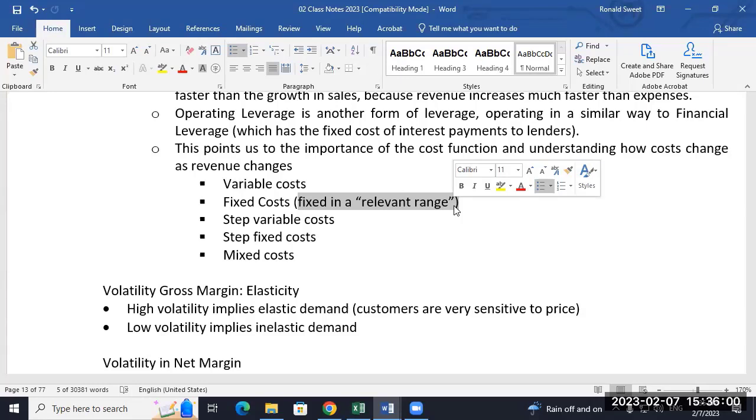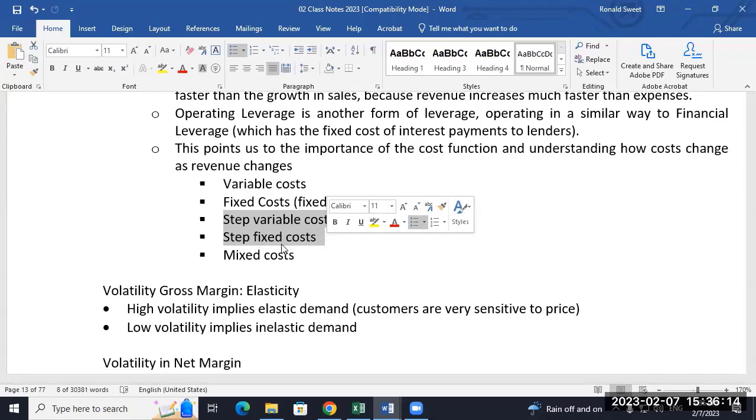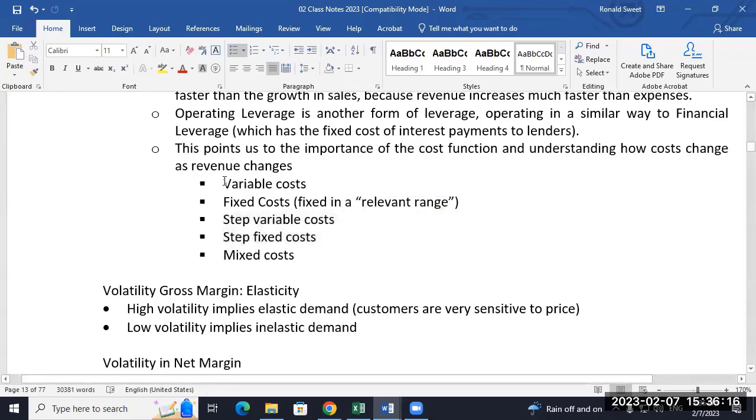So fixed costs aren't always fixed, but they tend to be fixed for quite a long range. And then you grow so fast, you've got to add more to it. Most costs are either step variable or step fixed. They kind of move with revenues, but not perfectly. So it's a little bit off our mixed costs.